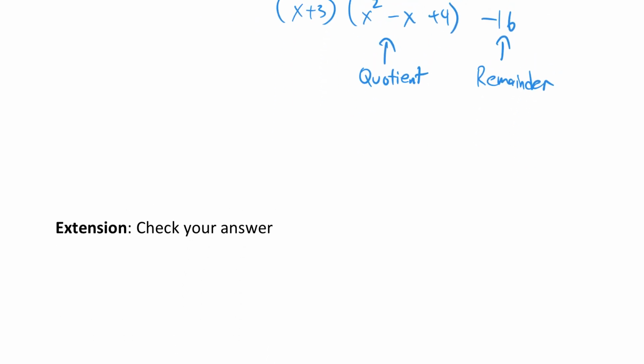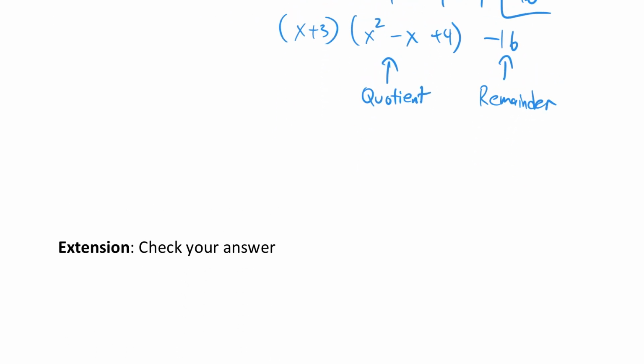All right, I know that's a little bit weird, but let's go ahead and check our answer. If this was the correct long division, it should work out. If we take x plus 3, and we multiply x squared minus x plus 4, and then subtract off 16, we should get the polynomial we started with. All right, so let's go ahead and multiply in the x cubed minus x squared plus 4x.